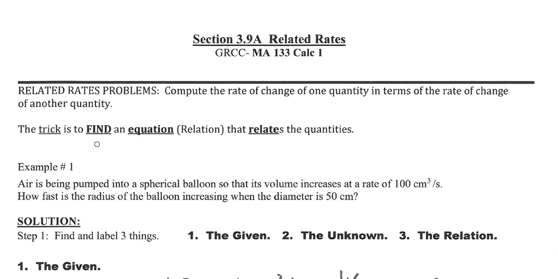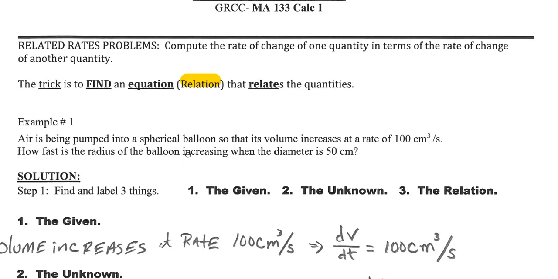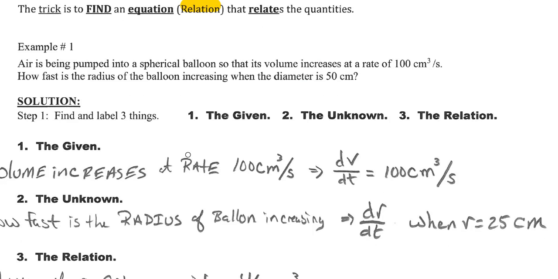3.9a, Example 1. Related rates problems compute the rate of change of one quantity in terms of the rate of change of another quantity. The trick is to find an equation, or the relation, that relates the quantities together. Let's look at an example.